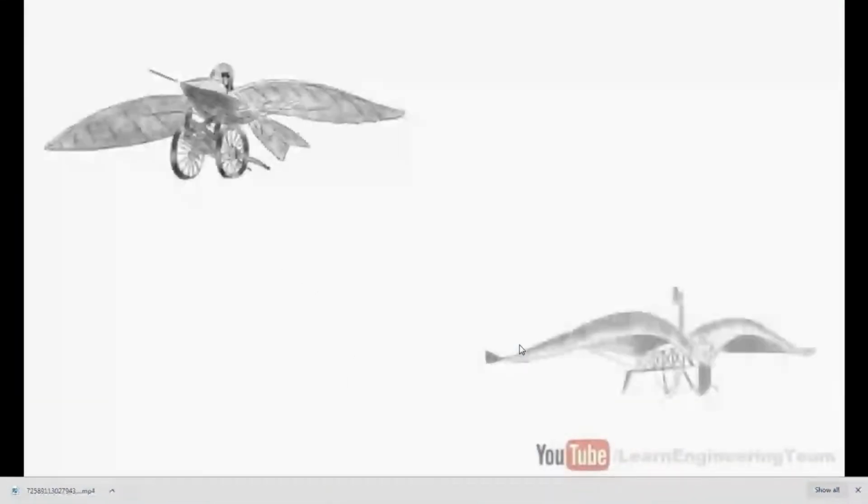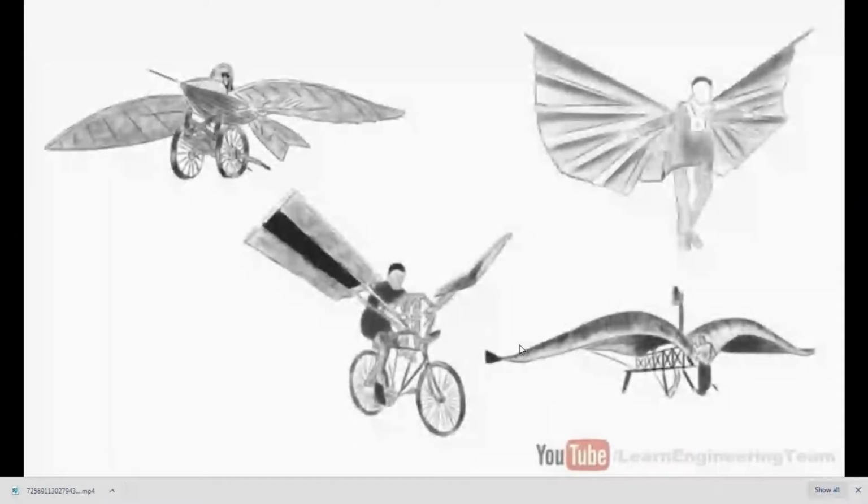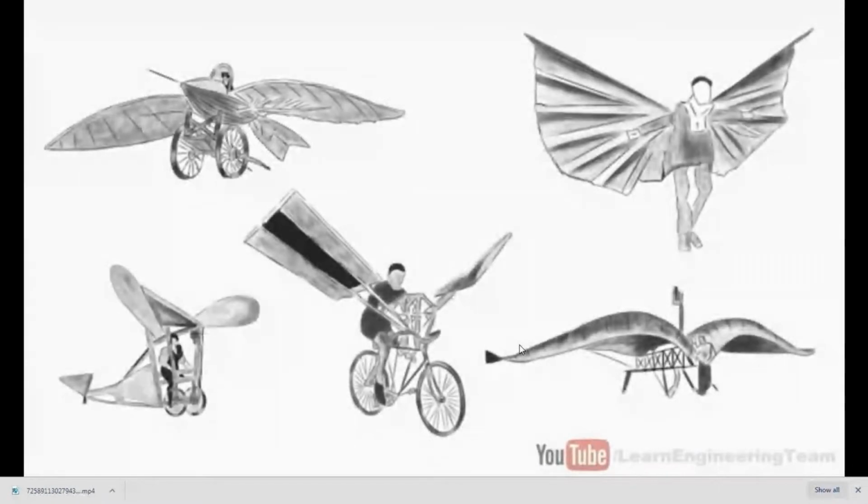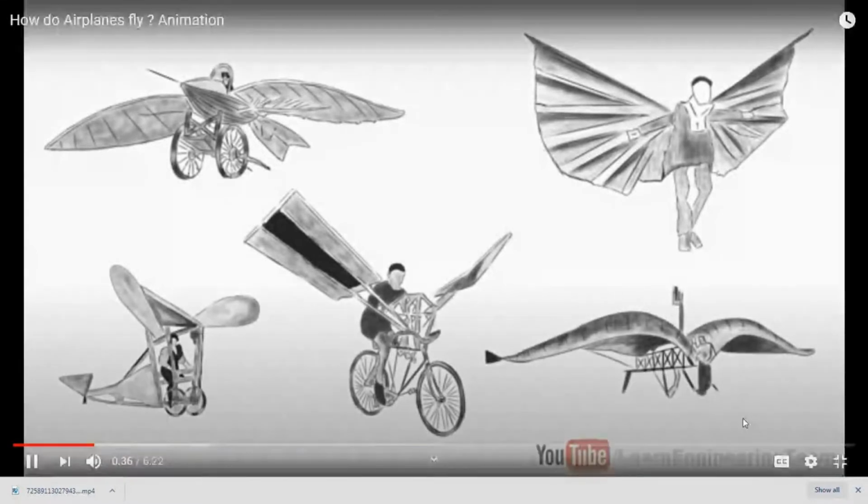First, let's look at some history. Many crazy flying machine designs were tested in the 19th century because of mankind's quest to fly. Finally, one attempt succeeded. Yes, you are right. It was the flight of the Wright brothers.